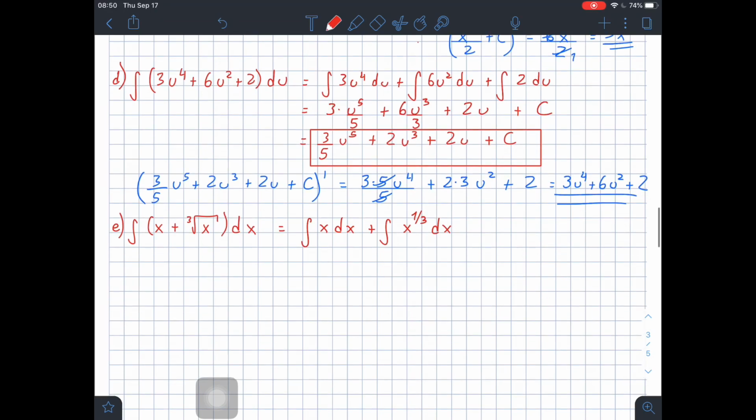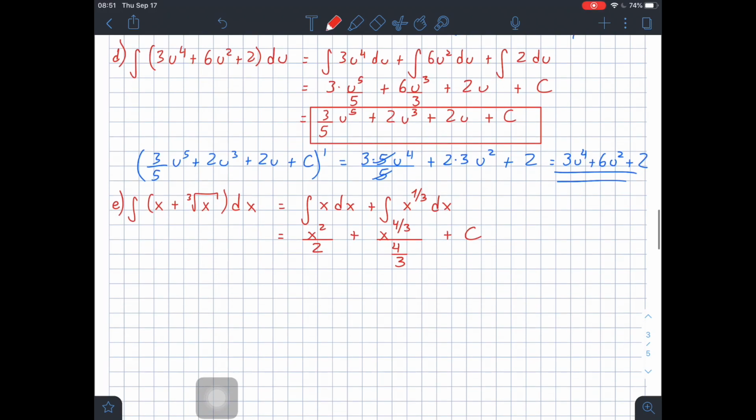So now I'm going to find the integral of the whole expression. The integral of x dx is x squared divided by 2, right? Plus the integral of x to the power of 1/3 is 1/3 plus 1, which is 4/3, right? So this is x to the power of 4/3. And then we need to divide the whole expression by that new exponent, so this is being divided by 4/3. Okay? And then don't forget plus c, because we're talking about indefinite integrals.